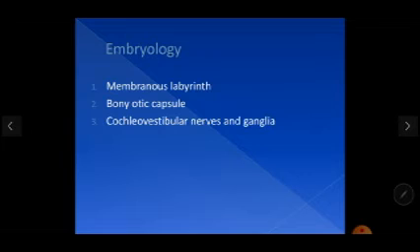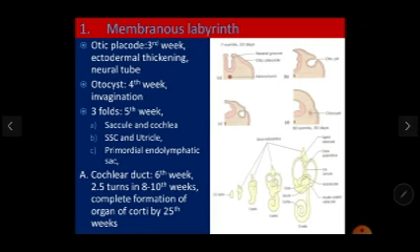Now, before coming to the proper anatomy, we'll discuss the embryology. The embryology is important because we have many patients with congenital sensorineural hearing loss, and congenital sensorineural hearing loss is very important because if a child cannot hear, then he cannot speak. So such a child will become deaf, and they will be mute also. It is known as deaf mutism.